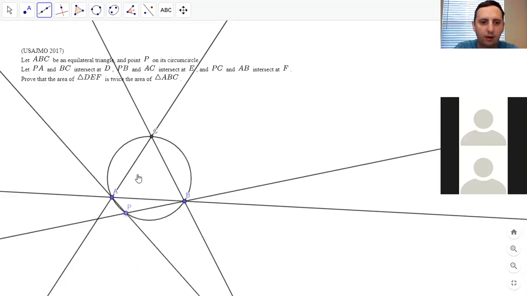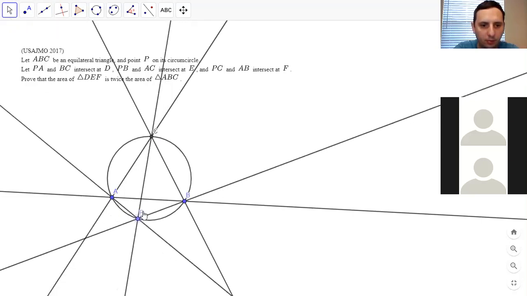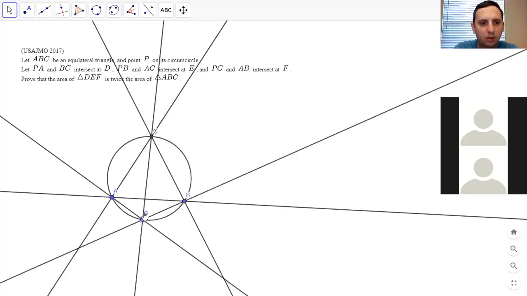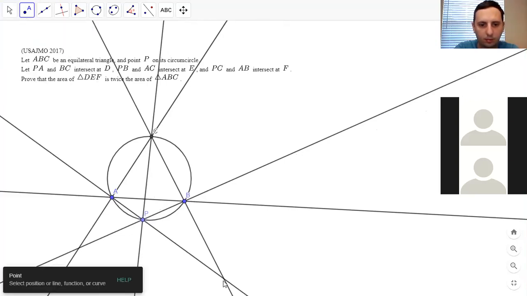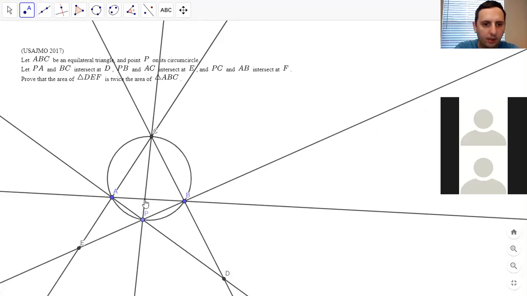I don't do a lot of problems with areas, but here's an area problem. We can see PA intersects BC. We can see PB intersects CA. And there we go. So we have all the points right there. That's not so bad. So this is D, and then PB intersects AC at E, and then PC intersects AB at F. We want to show the area of DEF is twice ABC.